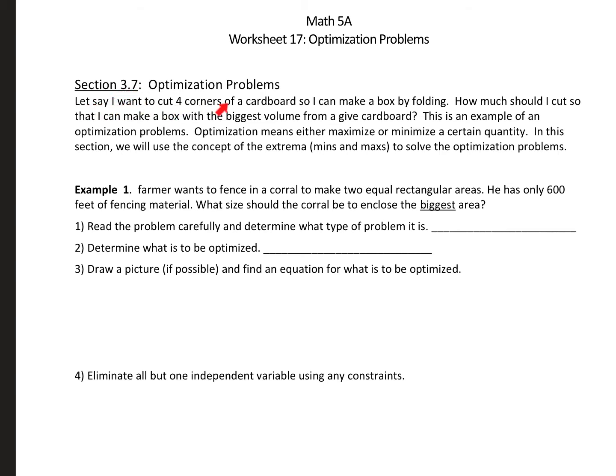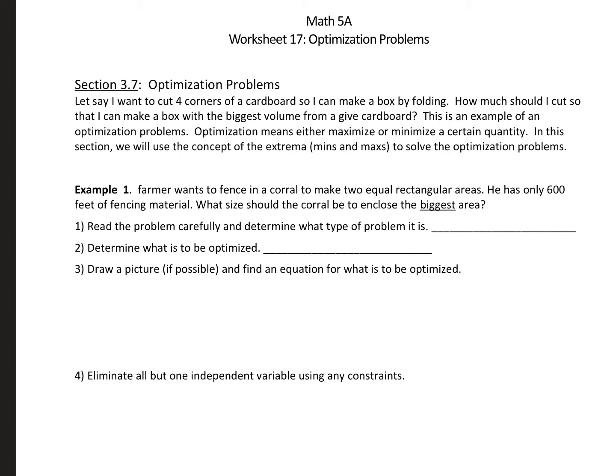Let's say I want to cut 4 corners of cardboard so that I can make a box by folding it up, like packaging. How much should I cut so that I can make a box with the biggest volume from a given cardboard? So you have a given material, you want to maximize the volume it can contain. So the question is, how should I cut?